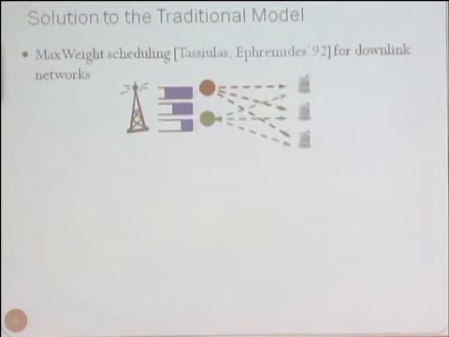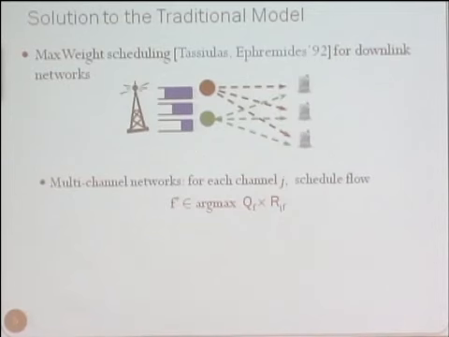The classic algorithm for this model is the max-weight algorithm due to Tassiulas and Ephremides, which suggests the following. On each channel, you look at the queue length of a flow, multiply that by the rate at which you can serve that flow, and whichever flow has the maximum value of this q times r quantity, you schedule that flow. If multiple flows have the same quantity, you break ties at random, for example.